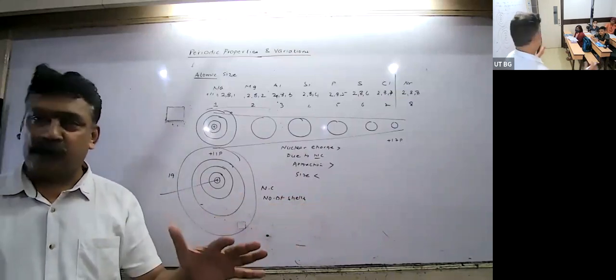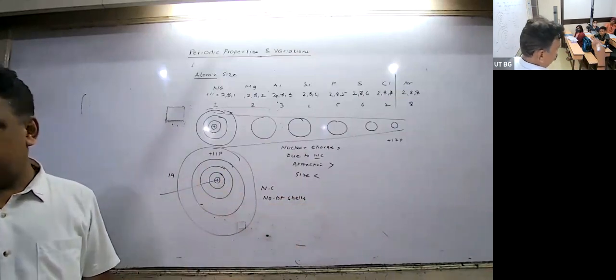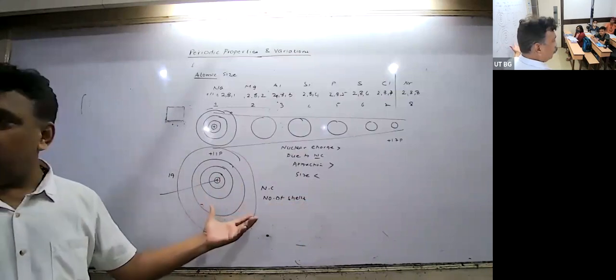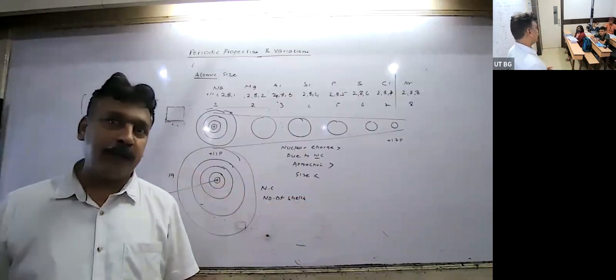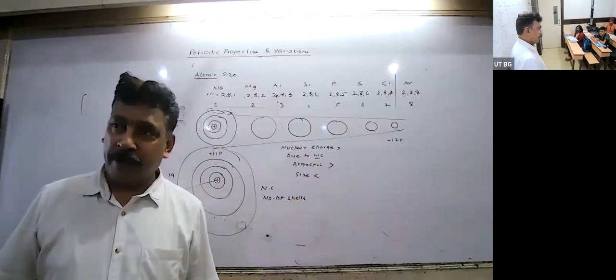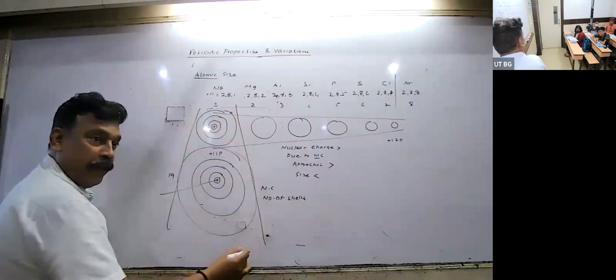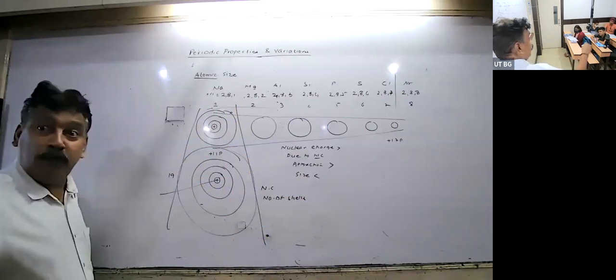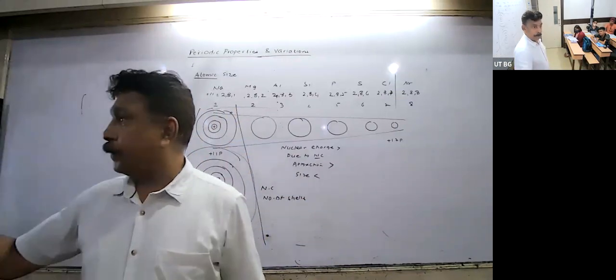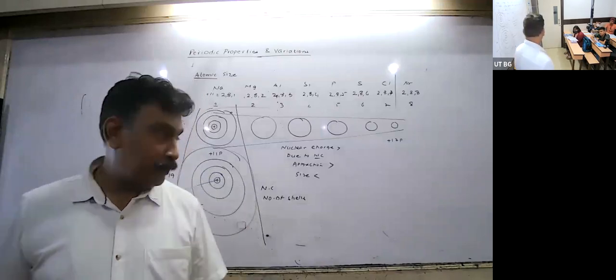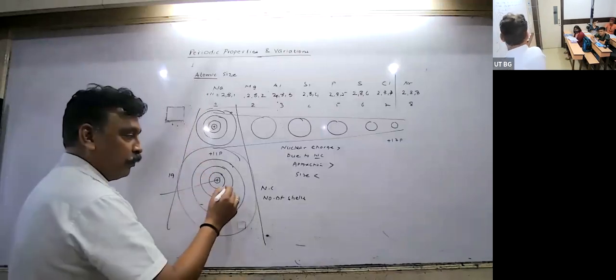To accommodate the increased number of electrons. When family members increase, the number of rooms in the house is also required to be more, more partitions are required because the child has to study. Clear? Okay, and as a result the number of shells have increased. And due to the number of shells increasing, one more thing is happening over here.